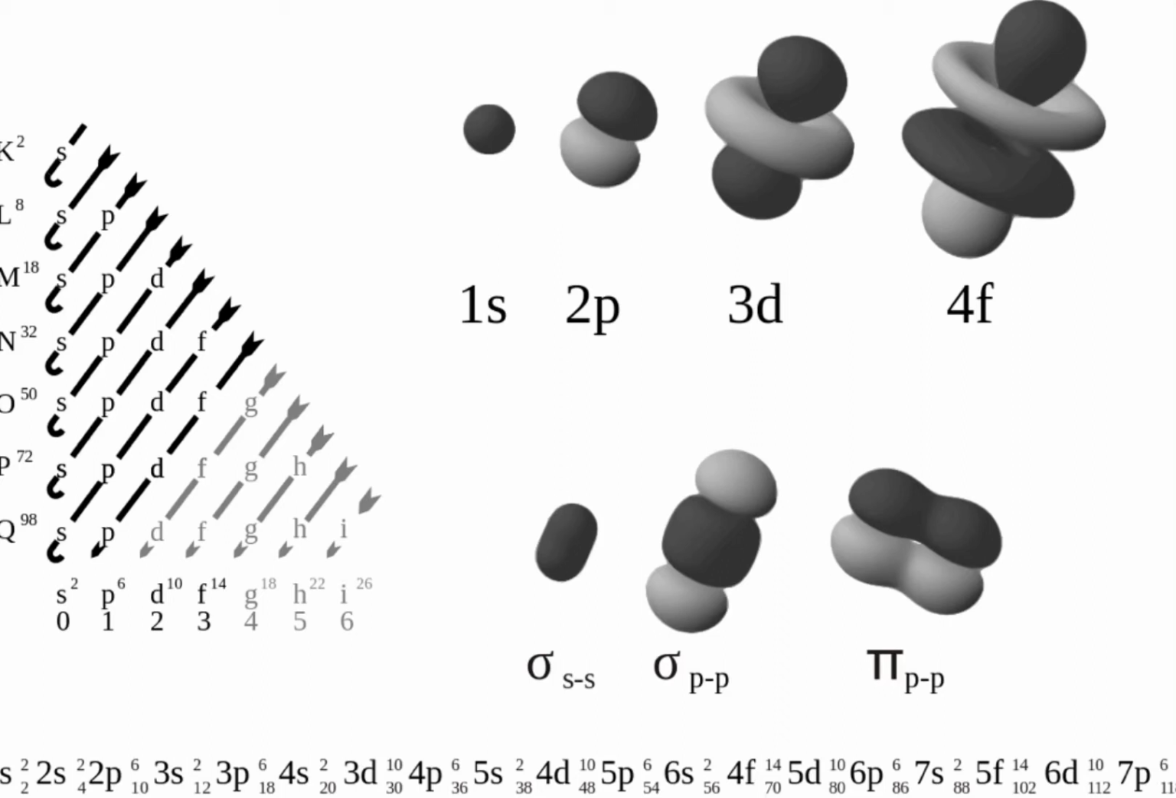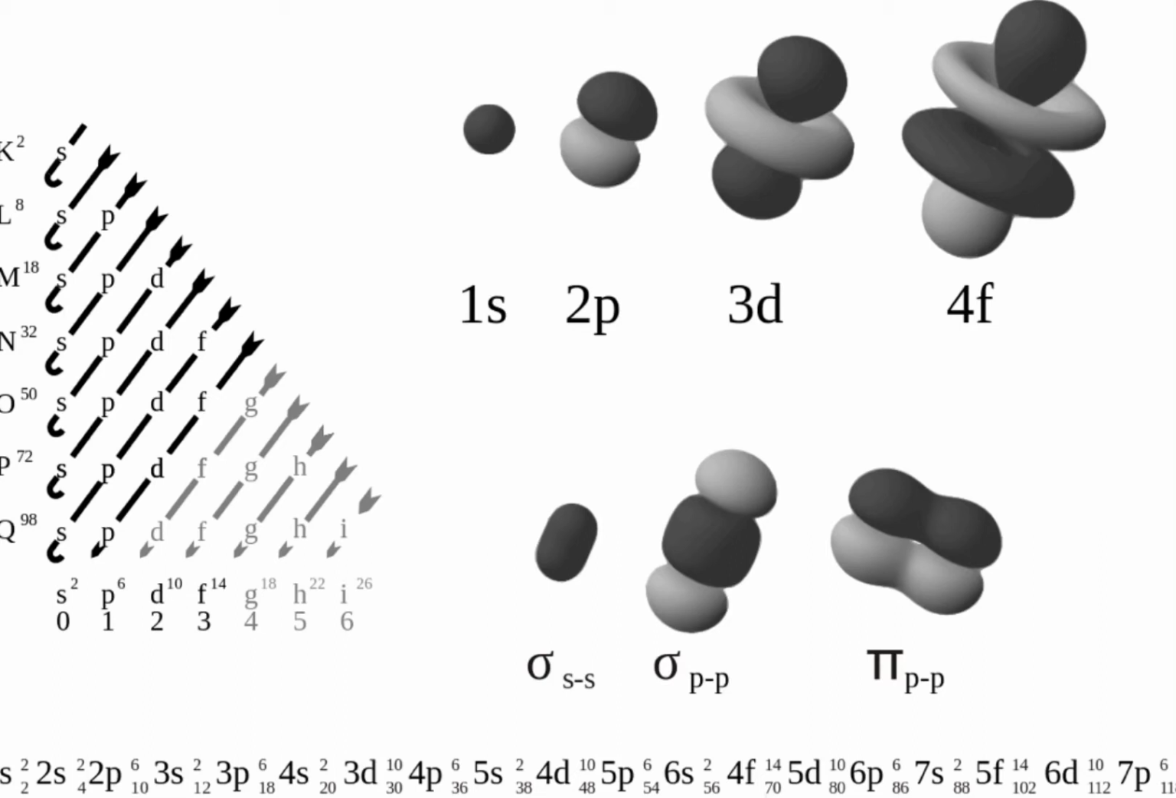Hydrogen has 1 electron, therefore it has only 1 spot within the 1s orbital occupied. This is designated as 1s to the power of 1, where the superscripted 1 refers to the 1 electron within the 1s orbital. Helium has 2 electrons, therefore it can completely fill the 1s orbital with its 2 electrons. This is designated as 1s to the second power, referring to the 2 electrons of helium in the 1s orbital.